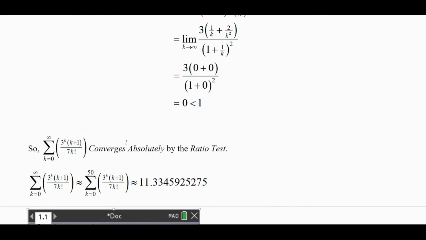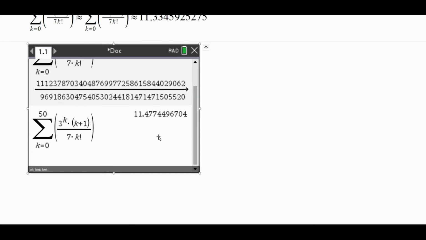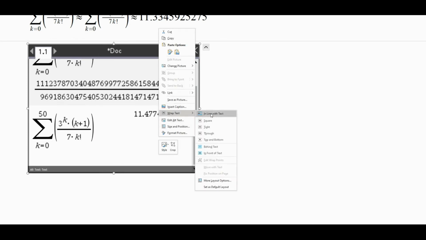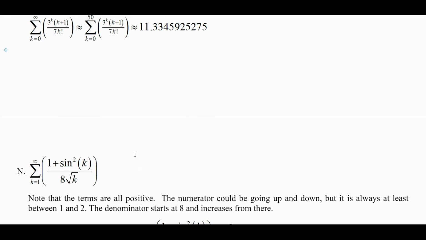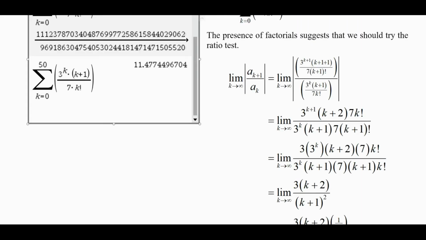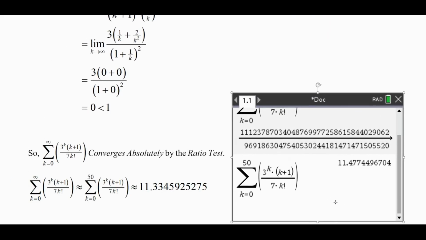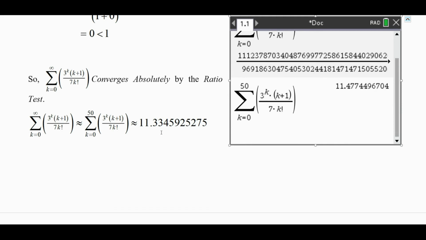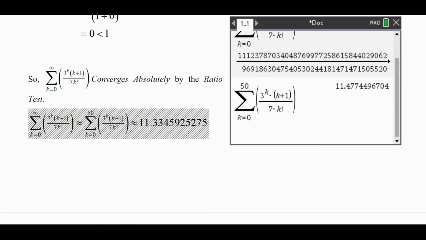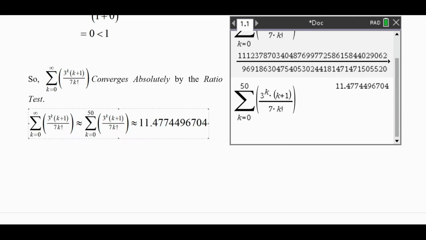And let's make it a little smaller. Let's do this. And change this number to match 11.4774496,704. Of course, that's just an approximation of the infinite sum, which we don't know exactly what that is, but we can approximate it with the first, well, this is actually 51 terms.